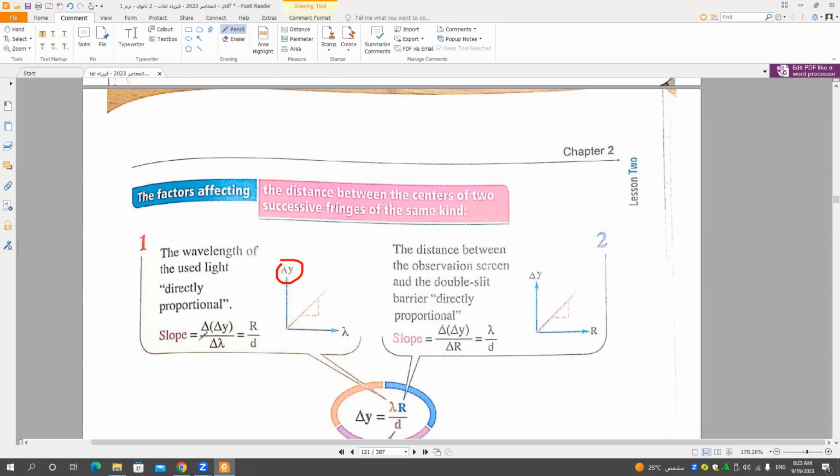What is the relation between delta y and R? It will be a direct relation in the slope of distribution equal wavelength divided by D. What does it mean? R is the distance between the two-slit barrier and the observable screen. And this could be R, this distance. What about D? D is the distance between the two slits, between S1 and S2, and the wavelength of the used wave.